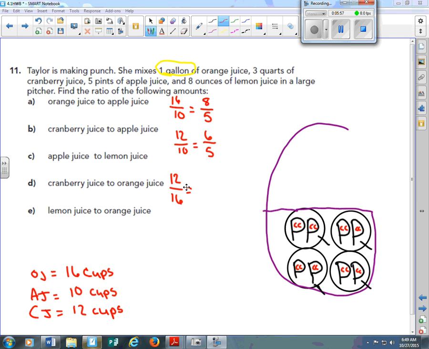Which then comes out to divide both the numerator and the denominator by 4 this time, because 4 goes into 12 and 4 goes into 16, and we get 3/4. I just realized that we skipped over the apple juice and the orange juice. So I'll do it right here. Just make my pen a little smaller.